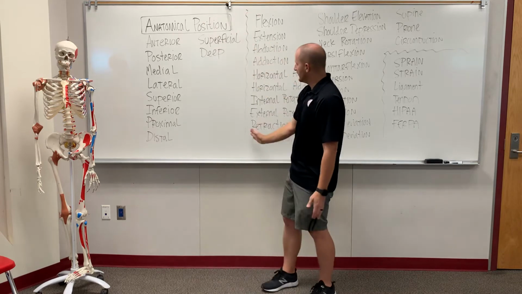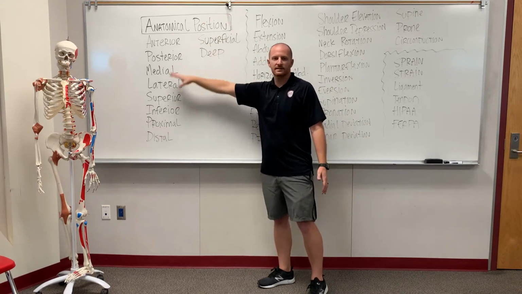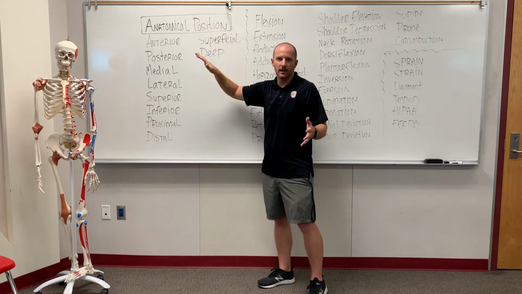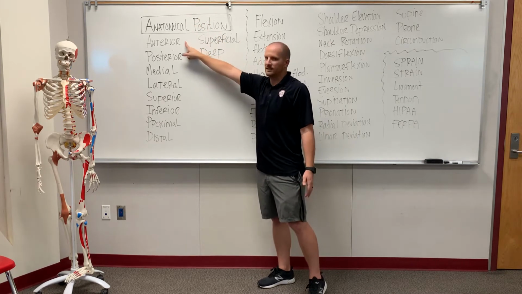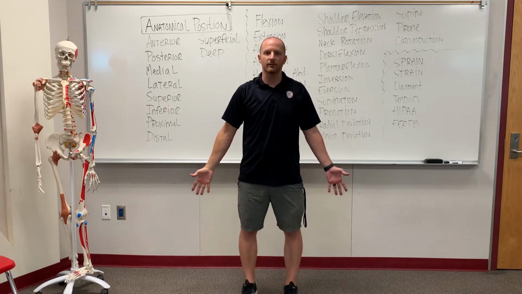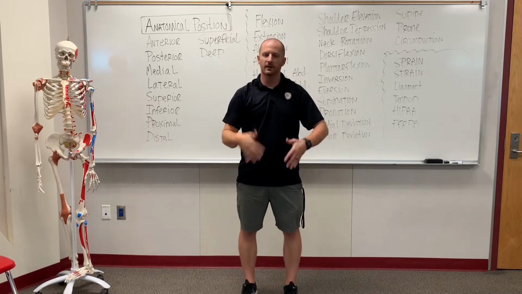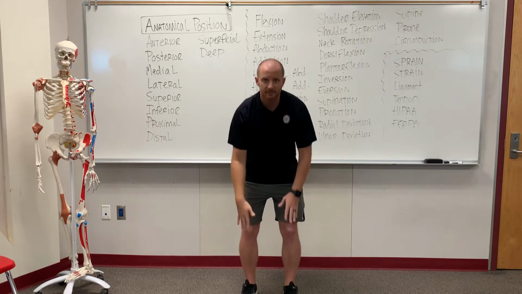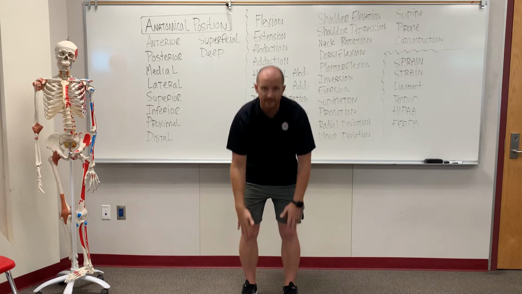I kind of broke it into categories, so the rest of these terms on this side over here are all going to be based off of anatomical position, and I'll talk about what that means. So the first term is anterior. If I'm standing in anatomical position, anterior means everything in the front. So my face, my chest, my stomach, my kneecaps, the front of my shin, stuff like that.